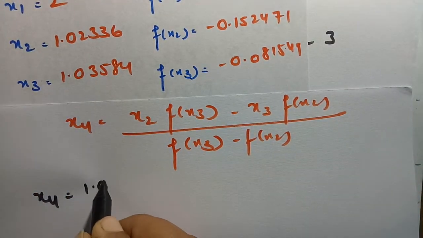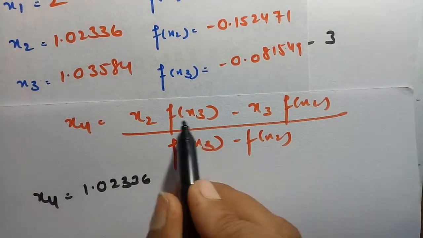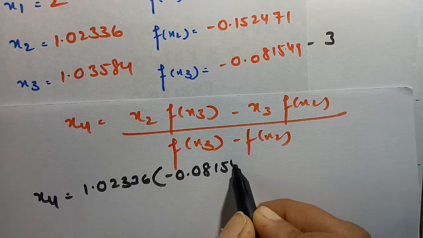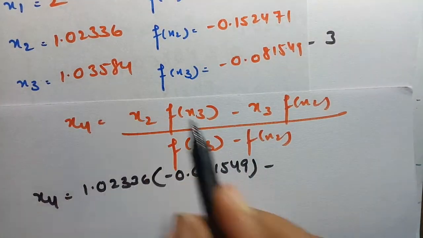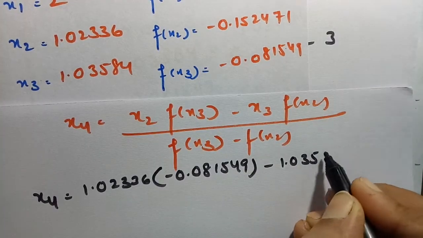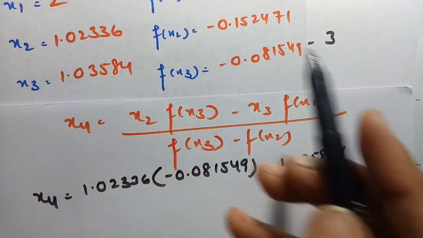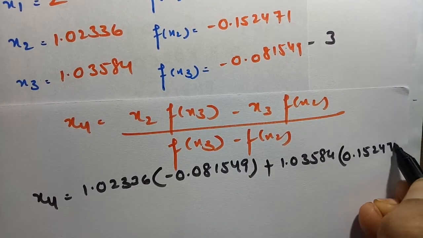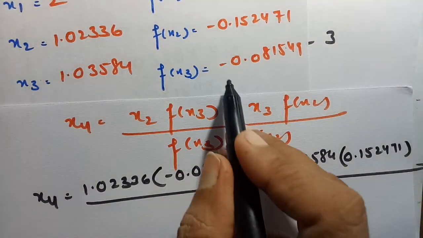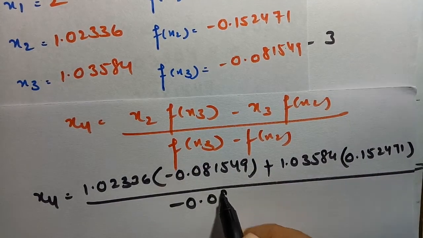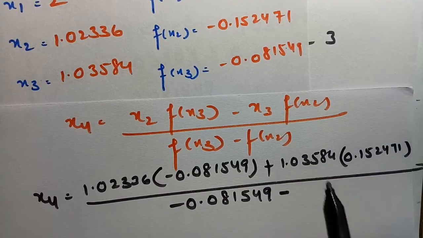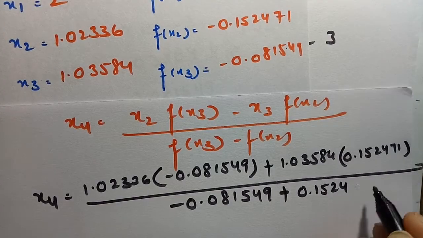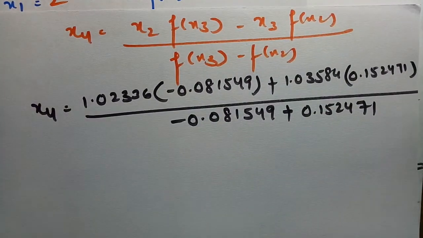x2 value is nothing but 1.0336, and f of x3 value is nothing but minus 0.081449 minus x3. So this is our x3, that is 1.03584 into f of x2 value, means minus of minus, that is 0.152471, divided by f of x3 value, means minus 0.081549 minus f of x2, and minus of minus, this is plus 0.152471.